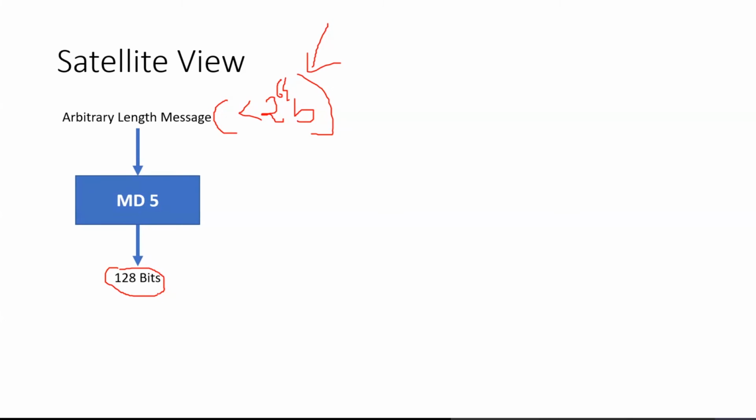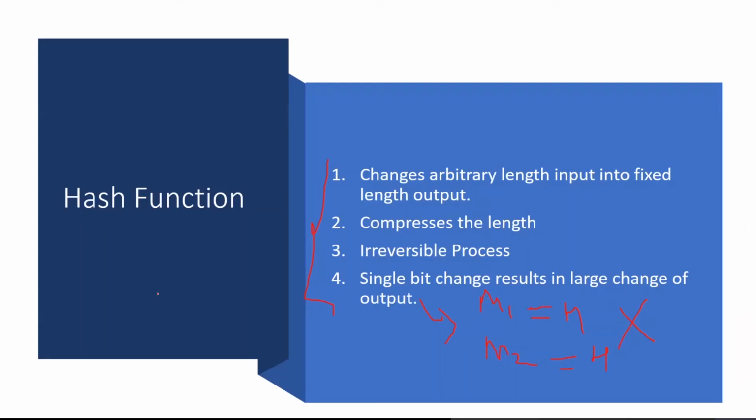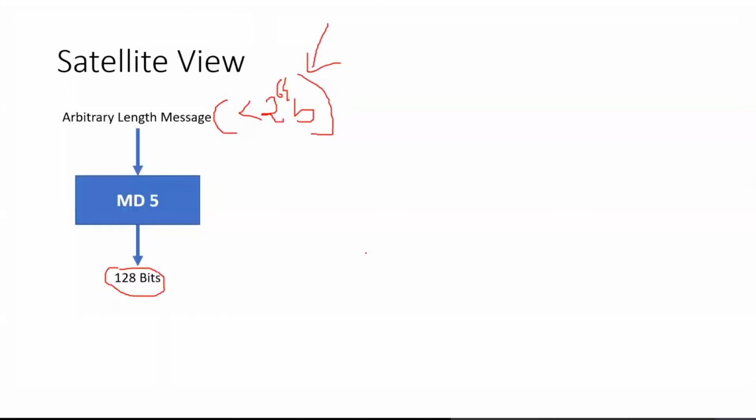Okay? So of our two properties, the first property said to change arbitrary length into fixed length, and that is happening. Second, it compresses the length. So two things are possible here. Now let us zoom inside this MD5 block.